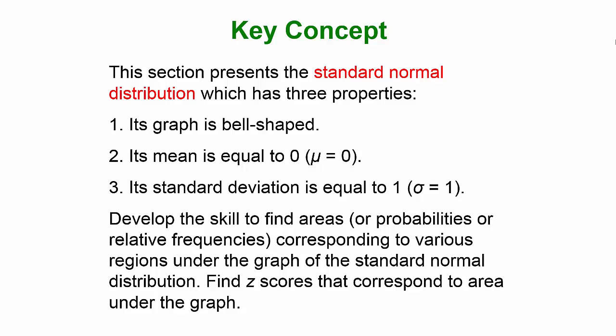In the standard normal distribution, there are three properties for the curve. Its graph is bell-shaped, its mean is equal to 0, and its standard deviation, sigma, is equal to 1. Our goal in this chapter is to develop the skill to find areas, or probabilities, or relative frequencies that correspond to various regions under the graph of the standard normal distribution. We will also learn how to find particular z-scores that correspond to area under the graph.